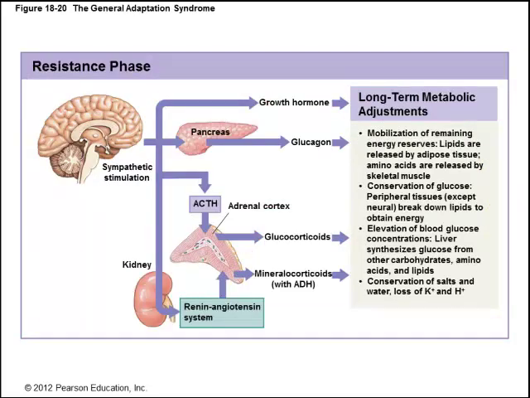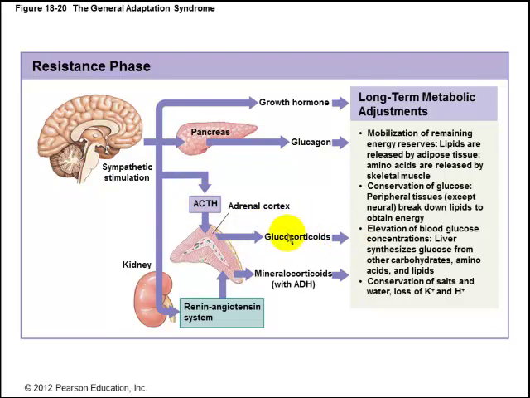Now, in prolonged stress, you move into a chronic stress management phase called the resistance phase. And look at what's happening here. You still have that sympathetic stimulation because you're still stressed, but in addition to the fight or flight response of epinephrine and norepinephrine, you're also going to get from the hypothalamus to the pituitary the secretion of ACTH, which is going to stimulate the adrenal cortex to secrete glucocorticoids.